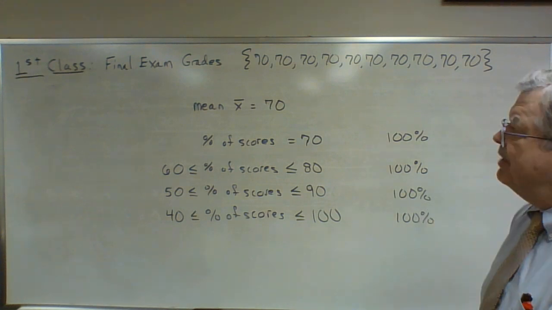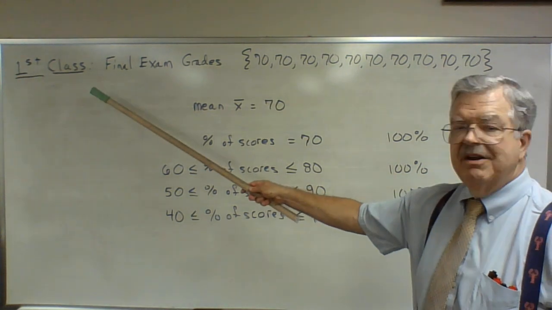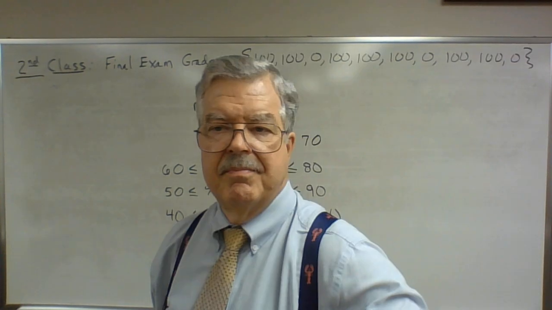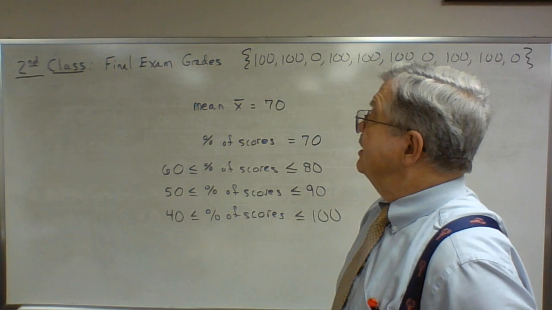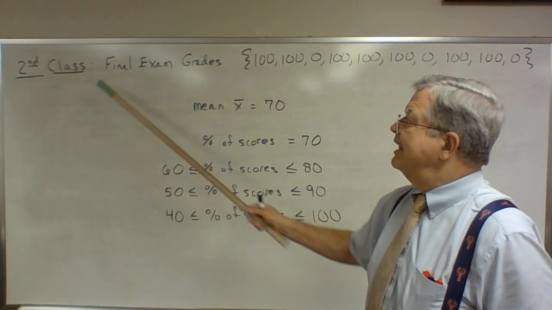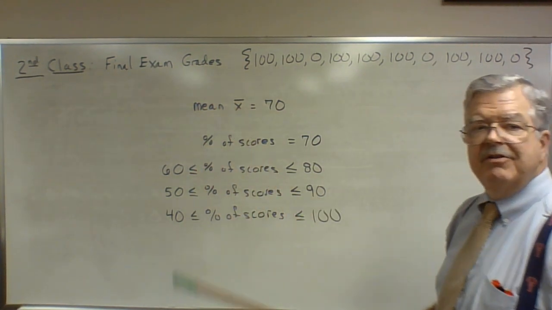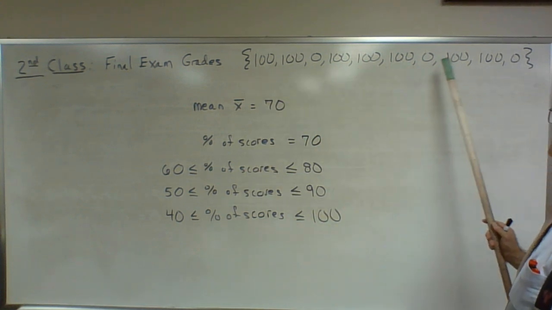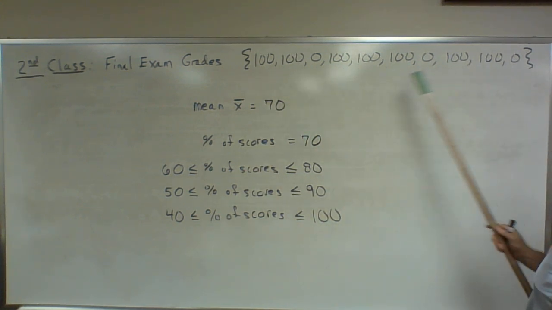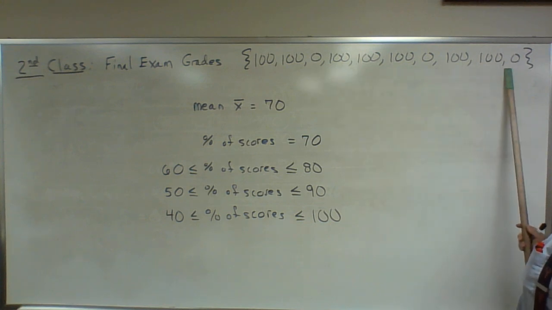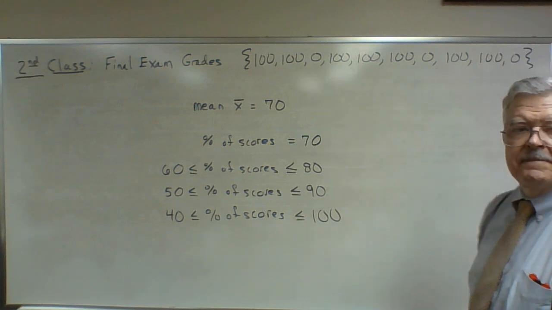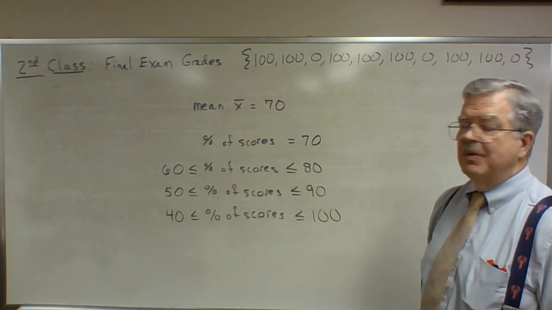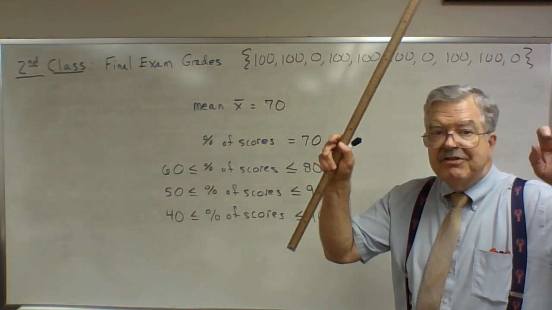Now, for the sake of comparison, let's look at my second class and their final exam grades. If you remember, we had 1, 2, 3, 4, 5, 6, 7 100s and 1, 2, 3 zeros. And the mean turned out to be 70%. That was what we call the class average.